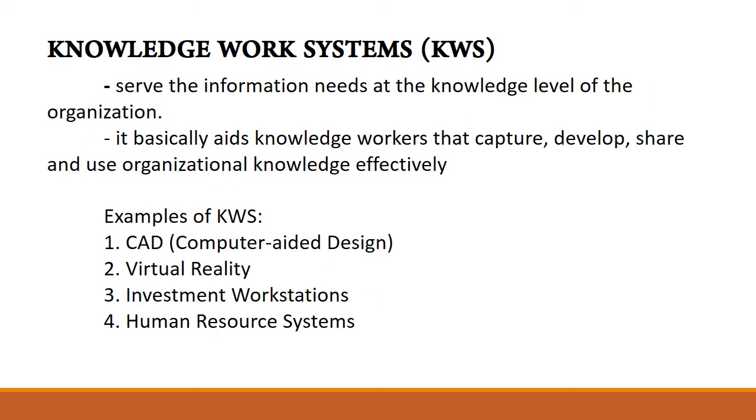The third category of an information system is the knowledge work systems. The knowledge work systems serve the information needs at the knowledge level of the organization. In general, knowledge workers are people who hold formal university degrees and who are often members of a recognized profession like engineers, doctors, lawyers, and scientists. Their jobs consist primarily of creating new information and knowledge.